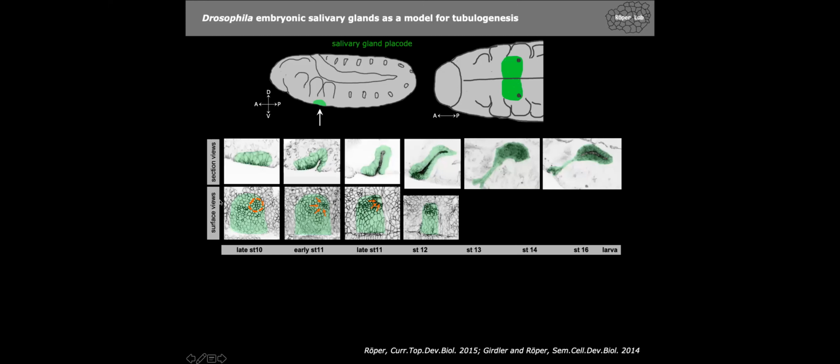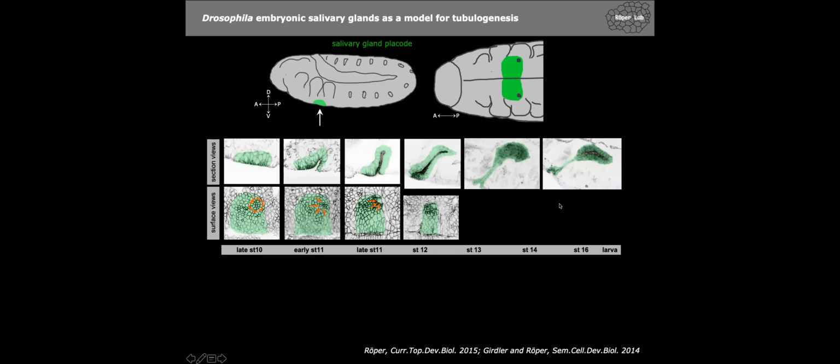If we look in surface views or cross-section views of the forming organ, you can see that cells in a corner of this primordium, in this dorsal posterior corner, seem to start to constrict. This constriction spreads out across the tissue and cells disappear into the inside. And if you look in the cross-section, you can see how the tissue starts to bend and this tube starts to form and stretches further and further into the embryo.